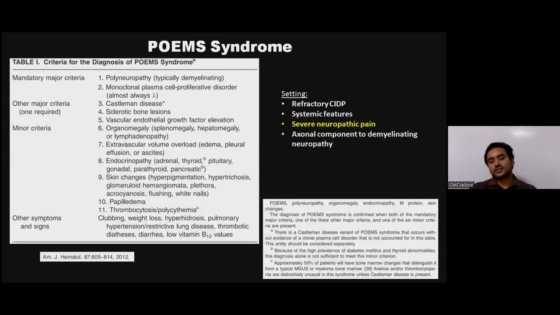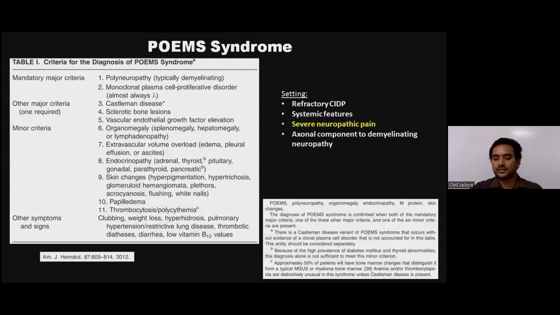As far as the neurologic setting is concerned, POEMS associated neuropathy could be refractory CIDP. We will come across cases refractory to treatment which resemble a CIDP presentation, having systemic features and severe neuropathic pain, which is usually not present in CIDP. CIDP usually presents with numbness, but these patients will have severe neuropathic pain, and when we ask history, they can say calf pains. On NCS, in CIDP you can have an all-demyelinating picture, but here you will have an axonal component.